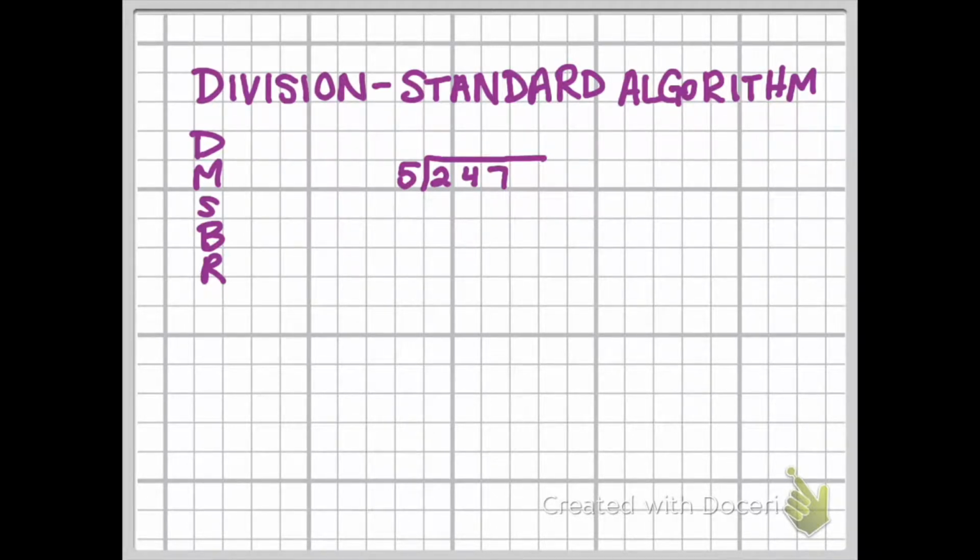So when I look at this problem, ultimately I'm looking at the 5. This is my divisor. And I want to know how many groups of 5 can be divided into 247. Well, with division, we can break this down into place value. I know right away that I cannot divide any groups of 5 into a 2. 2 is less than 5. So I need to actually look at 24.